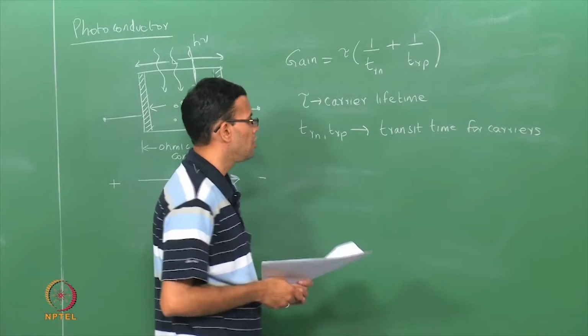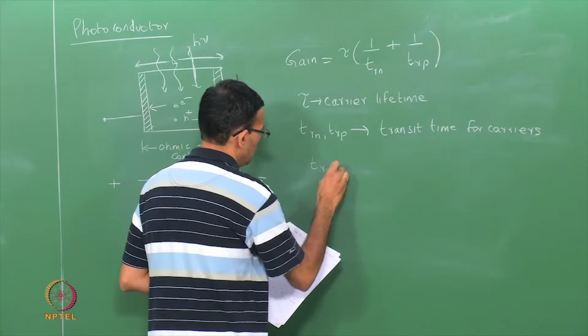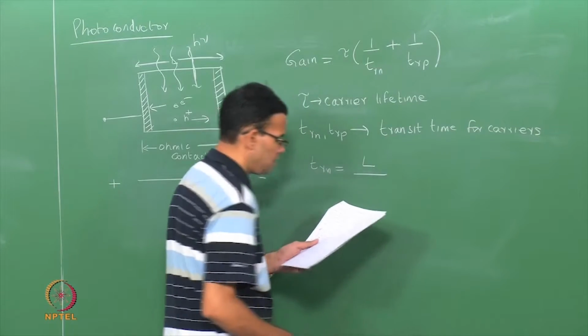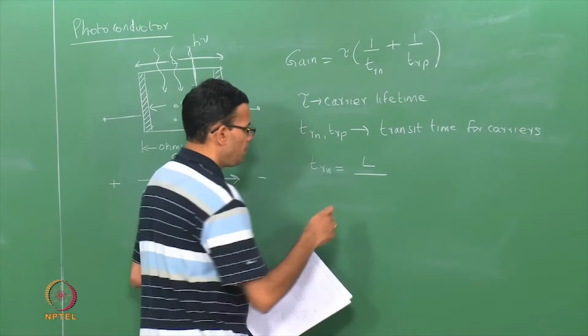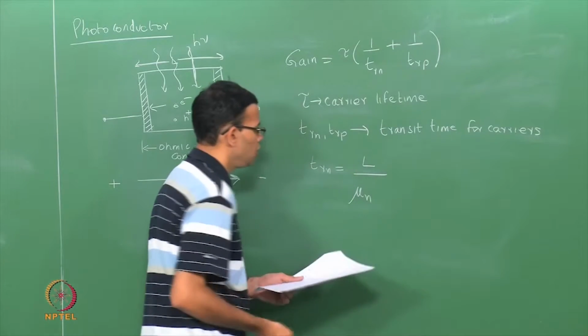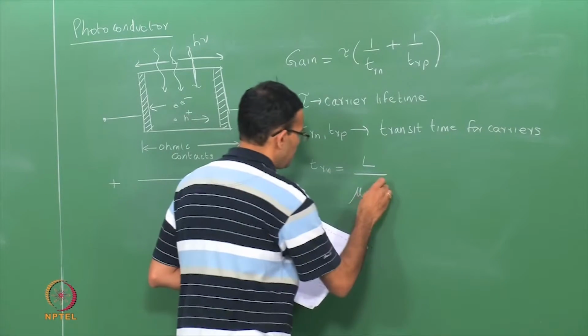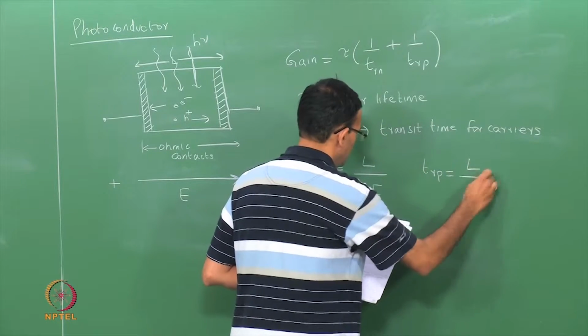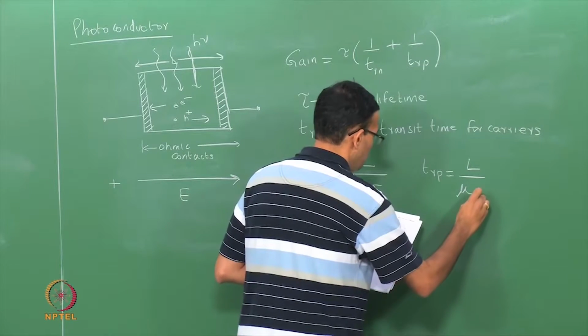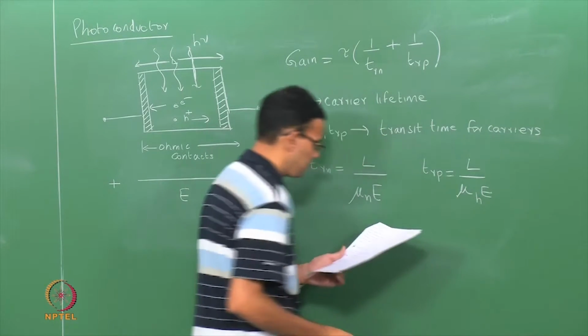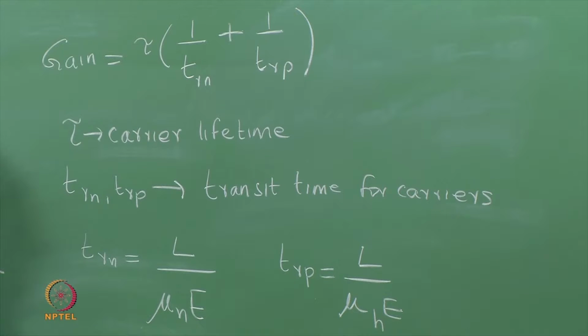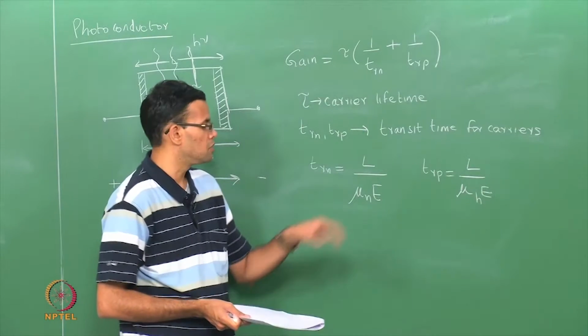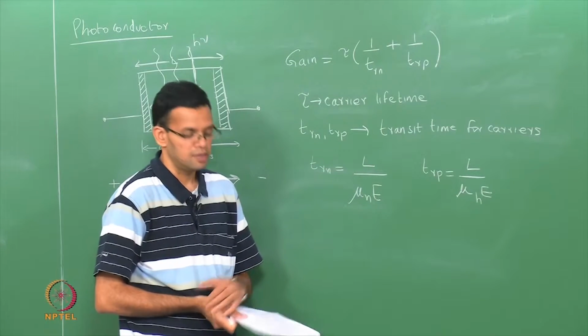This in turn depends upon the length of the device. So, TRN depends upon the length, the mobility of your electrons, mu n, and the applied electric field. Similarly, TRP is just L over mu h times the electric field. So, the higher the mobilities or the higher the electric field, the shorter is the transit time, and similarly the smaller the device, so the smaller L, the shorter will be your transit times.